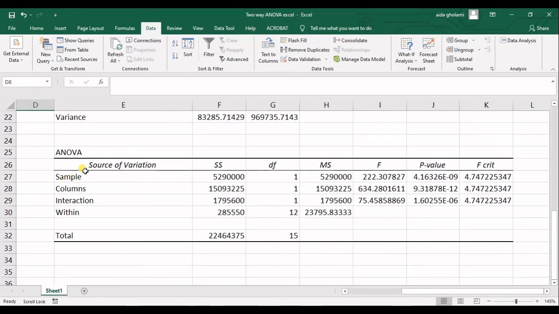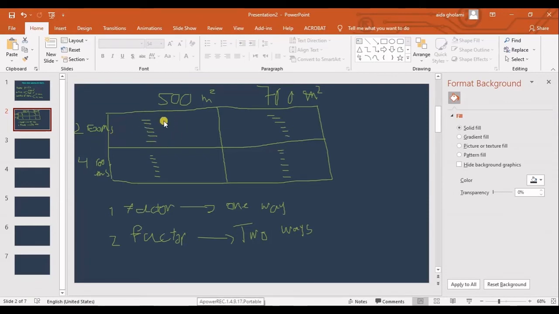Now you can see in here source of variation for sample, columns, interaction, and within. So in ANOVA, what we want to study is the variances within each group. So it's for within each group, and then between the groups or the interactions. So we want to see if the area impacts the number of rooms. So that's for interaction. It can affect each other. Okay?